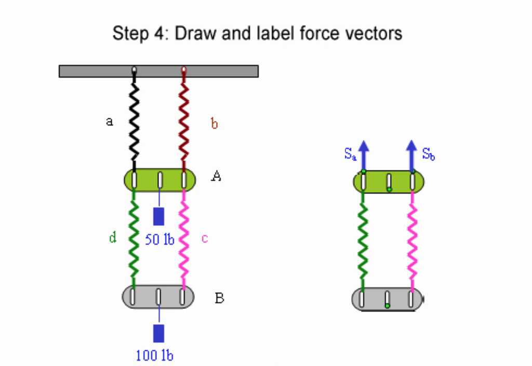The force exerted by the cable with the 50-pound weight acts away from the subsystem. Its magnitude is known and labeled as 50 pounds. The force exerted by the cable with the 100-pound weight acts away from the subsystem. The magnitude is known and is labeled 100 pounds.